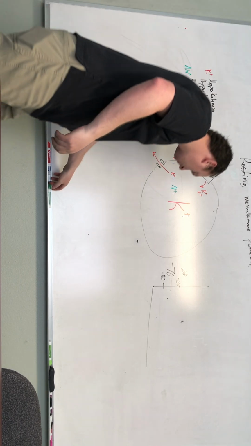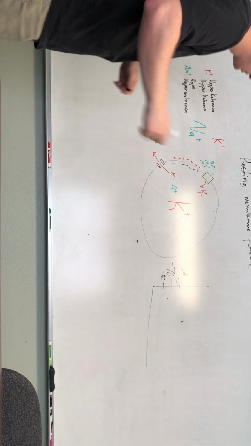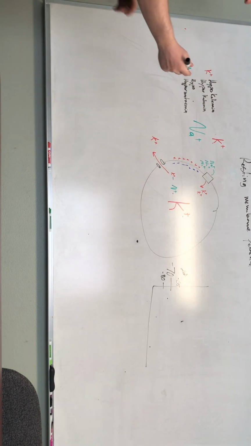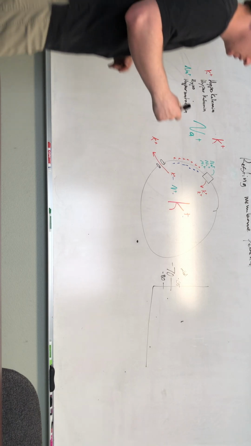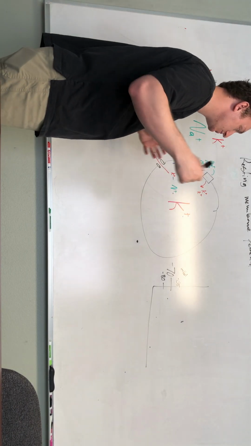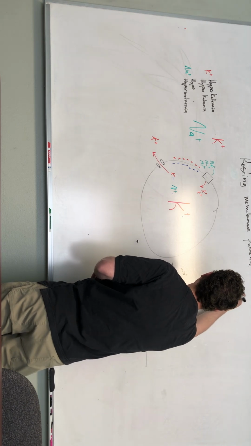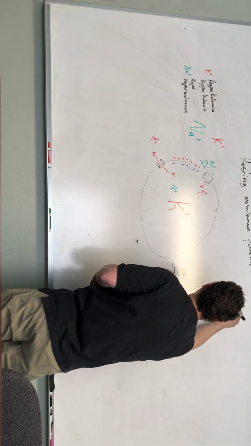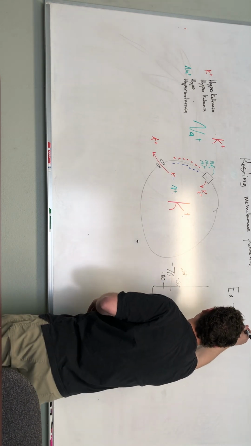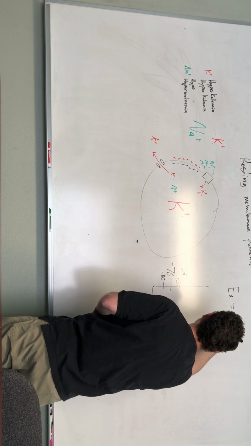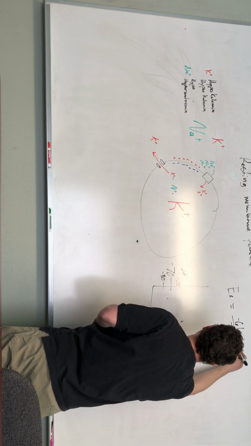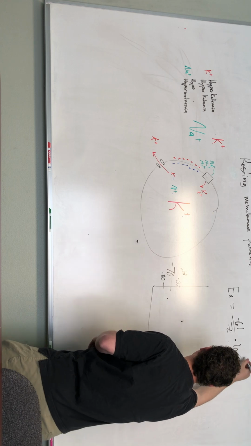Now real quick, we'll go over the Nernst equation and driving force. So this is the Nernst equation right here. It's going to be E is equal to negative 61 over Z times the log.